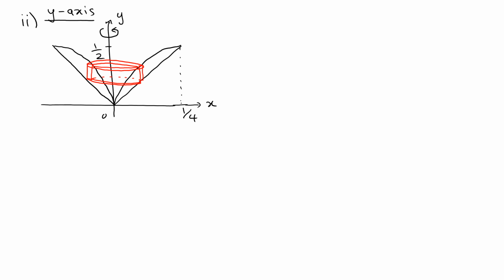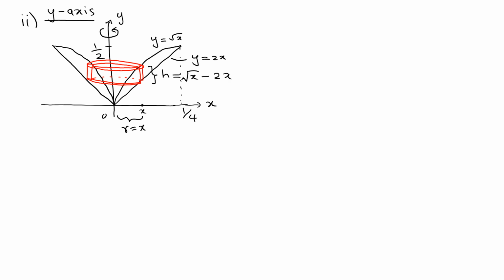So what we need to do is pick a general x, and then find the radius. You can see the radius in this case is going to be the x coordinate, and we also need to find the height. The top curve is square root x, the bottom curve is y equals 2x. So the height is simply the difference between the y coordinates. In terms of x, it is going to be square root x minus 2x. So that is going to be the height.